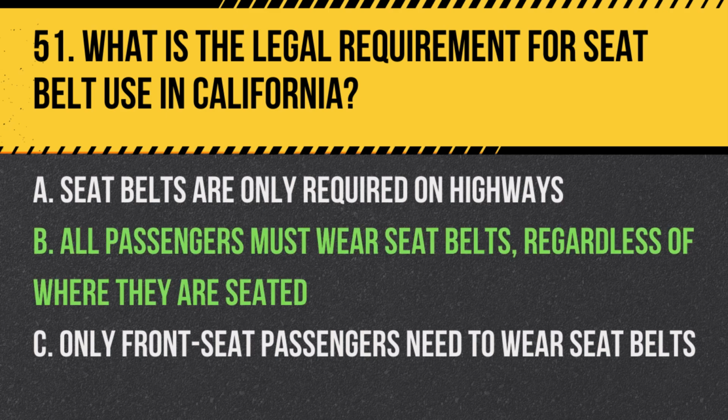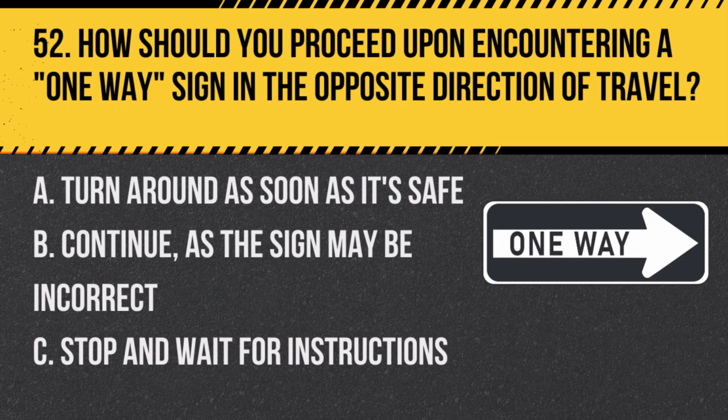Answer: B. All passengers must wear seatbelts, regardless of where they are seated. California law requires all vehicle occupants to use seatbelts. Question 52. How should you proceed upon encountering a one-way sign in the opposite direction of travel?